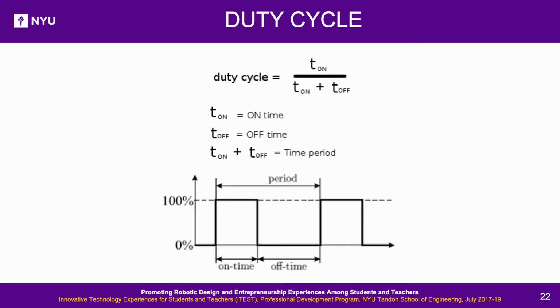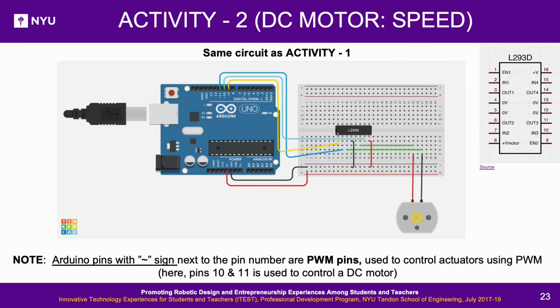Duty cycle. This formula can give a better understanding of the concept of duty cycle. Recall that the high signal from an Arduino is 5 volts. Pause the video and think about what duty cycle is required to get an effective voltage of 3.75 volts from an Arduino. The answer is 75%.